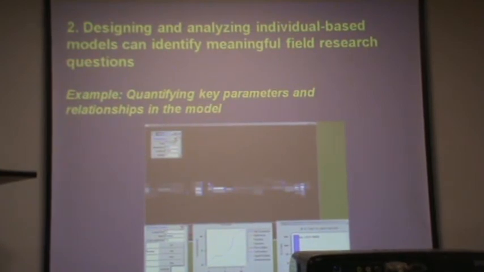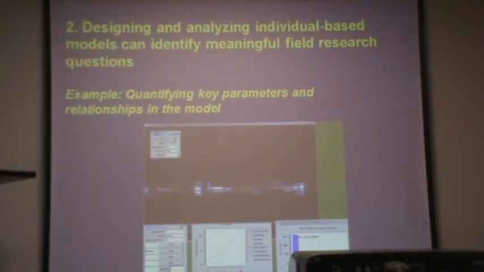Second is that designing and analyzing individual-based models can identify meaningful field research questions. So if you build a model, you almost always identify processes that you realize are important but nobody's ever observed in the field. And so then you have a new topic for your field research that is clearly important.